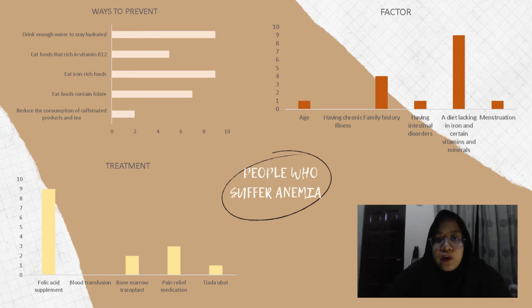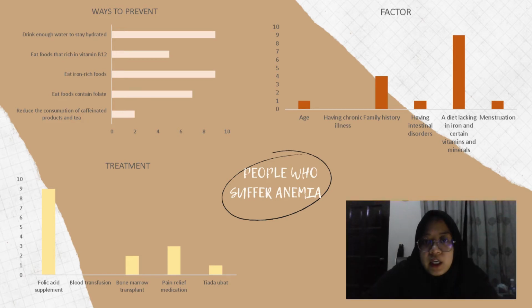Next, for the ways to prevent the anemia from getting worse, eating iron-rich food and drinking enough water to stay hydrated have an equal percentage chosen by respondents, which is at 81.8%. In addition, it was followed by eating food containing folate, which is at 63.6%, eating food that is rich in vitamin B12 at 45.5%, and lastly, reducing the consumption of caffeinated products and tea at 18.2%.